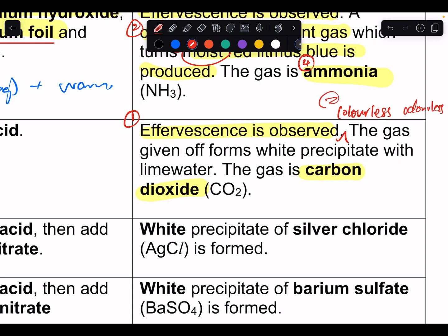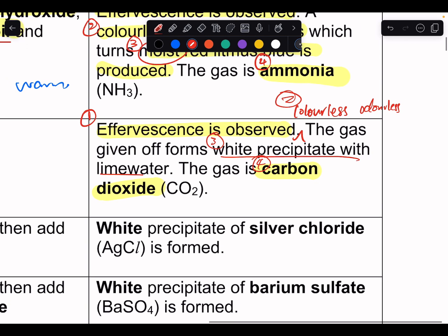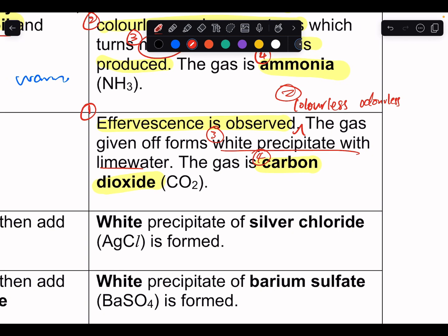Okay, 2, this is the third one, white precipitate with lime water. 3, and lastly, identity of gas. Now, sometimes the questions will ask you, what is this white precipitate? To do that, you need to know what is lime water. Lime water is calcium hydroxide, aqueous. So what is the white precipitate formed?